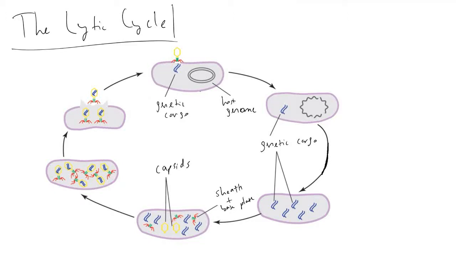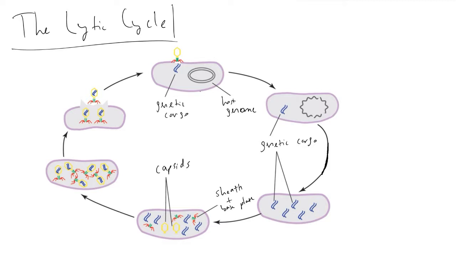A virus can take one of two pathways when it infects a host cell. And what I'm going to do in this video is discuss the lytic cycle. And the first step in the lytic cycle is the attachment of the virus or the phage onto a host. And once the virus attaches onto the host's membrane, it's going to inject some genetic cargo.